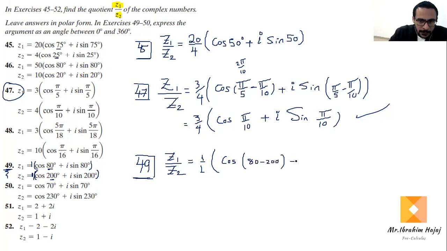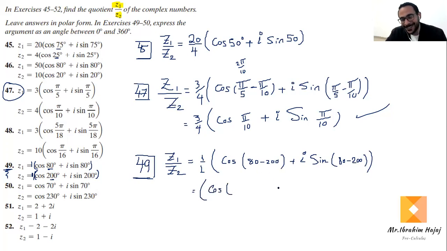Then plus I sine 80 minus 200. What's the answer? 80 minus 200 is what? Negative 120. And here negative 120.